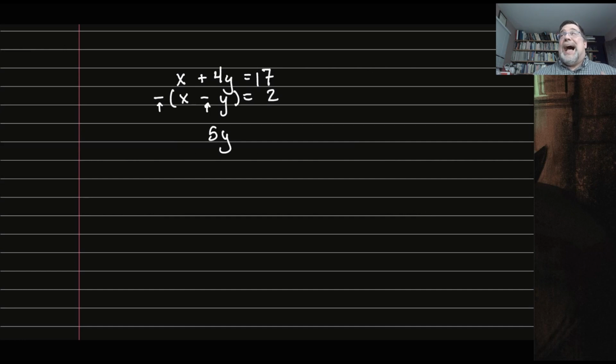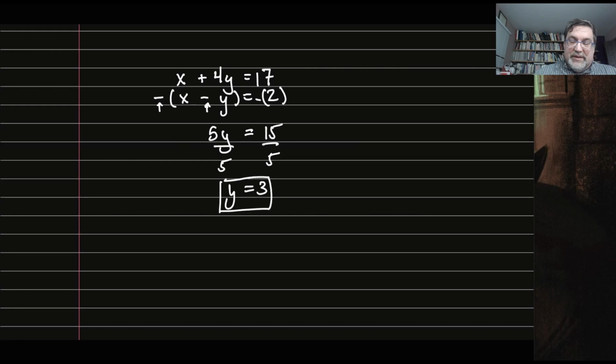So the x's went away. I have successfully eliminated them. And now I'm down to just y's. And then over on the other side, I'm going to subtract positive 2. So 17 minus 2 is 15. This becomes a trivial example of solving. I get y equals 3.